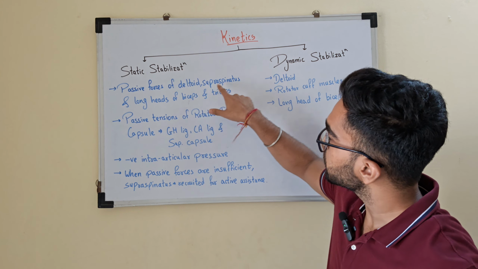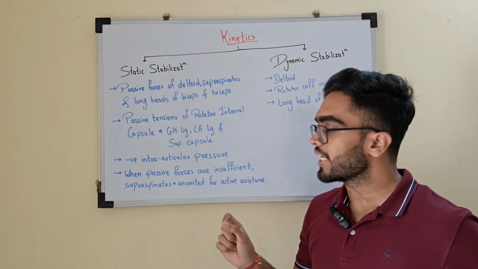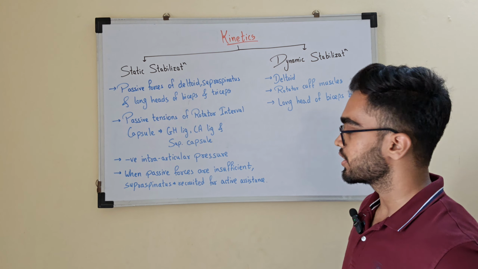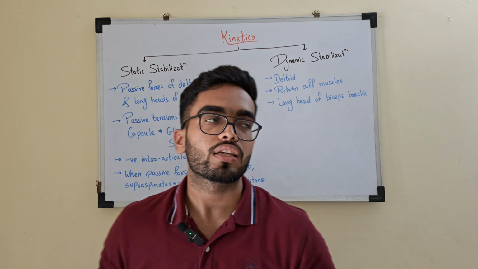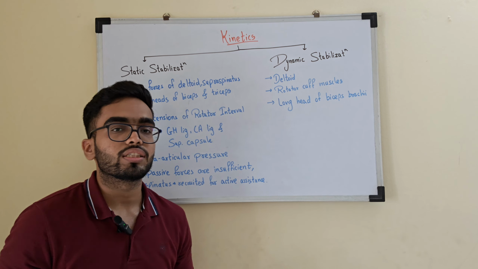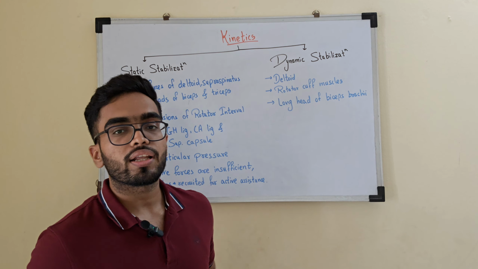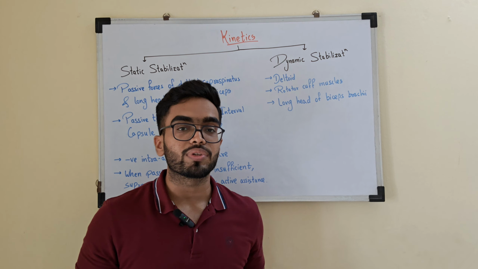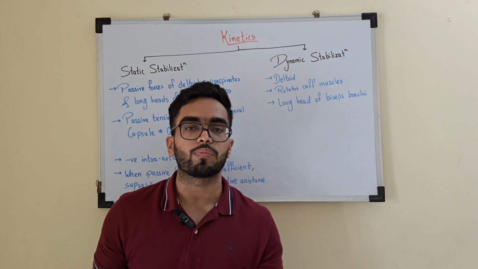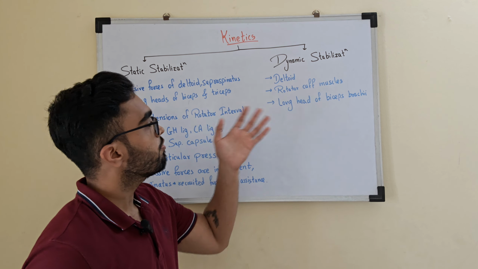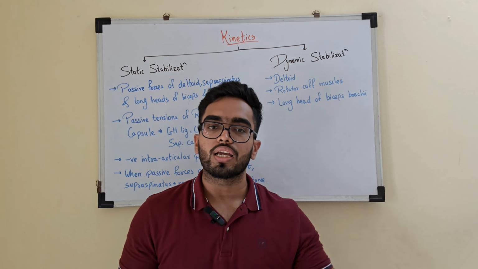So here it was working as a passive force, but during excessive load it acts as an active assistance, it contracts actively. Okay, next, coming on to dynamic stabilization. Dynamic stabilization is done by deltoid, the rotator cuff muscles, these are the SITS muscles: supraspinatus, infraspinatus, teres minor and subscapularis, and the long head of biceps brachii. We will be learning about each one of them individually in the next slide.